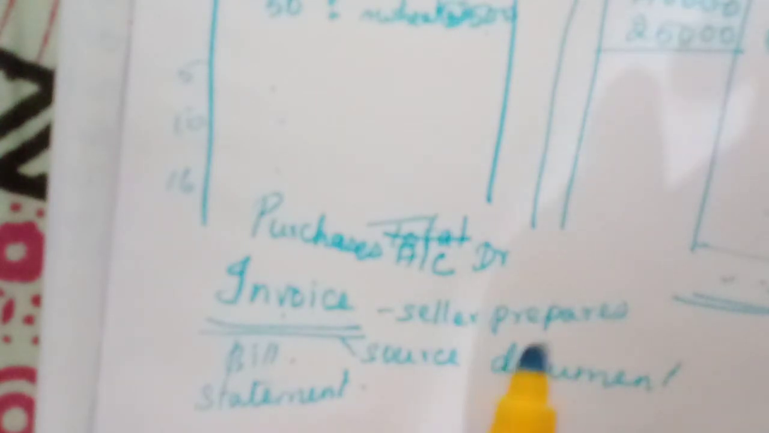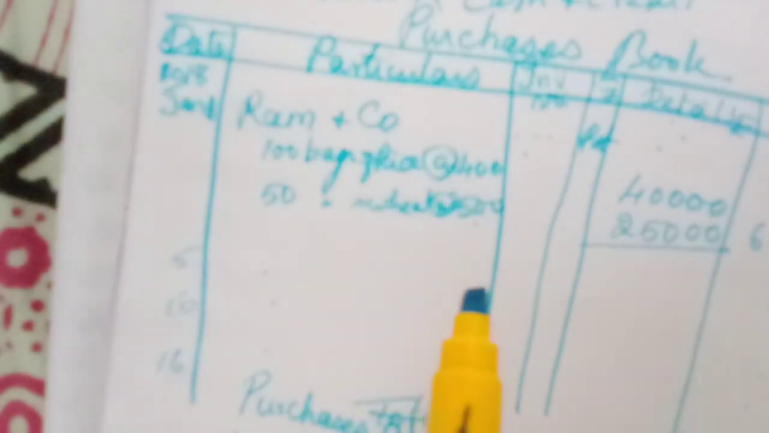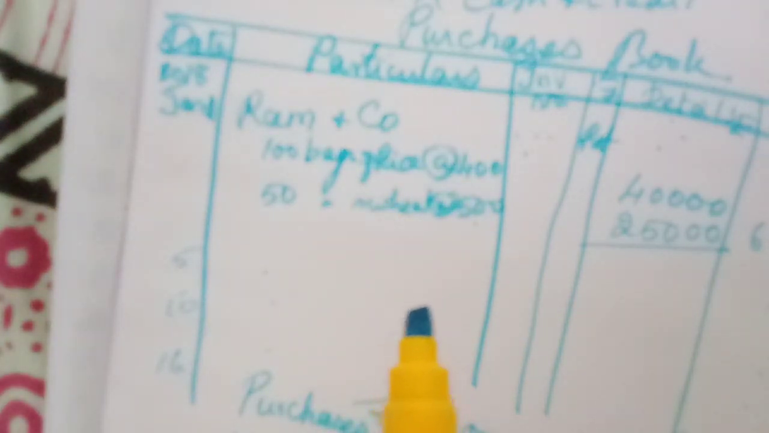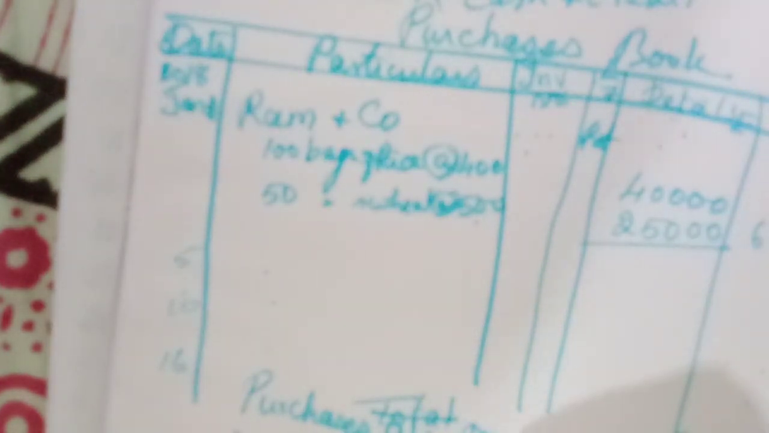So for us, purchases book means we are purchasing from Ram and Co. Ram and Co will prepare the invoice and it will be sent to us. From there we will enter in the purchases book. Okay, here I told you one item, that is discount. The detail of discount, that also you should know. What is discount?